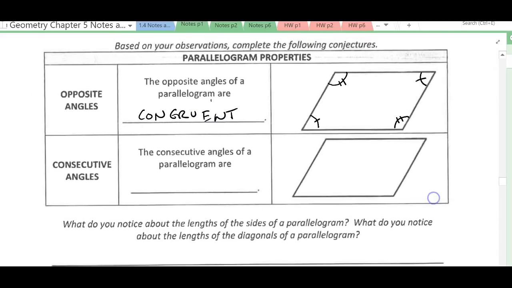Alright, then let's take a look at consecutive angles. So let's label these angles 1, 2, 3, and 4. So consecutive angles are one right after the other. Okay, so this could be 1 and 2, or it could be 2 and 3, 3 and 4, or 4 and 1. So those are all the different pairs of consecutive angles. And we can see that if I pick any pair of consecutive angles, let's say 1 and 4, angle 1 is obtuse, angle 4 is acute, so we know they're not going to be congruent. However, they are going to be supplementary.